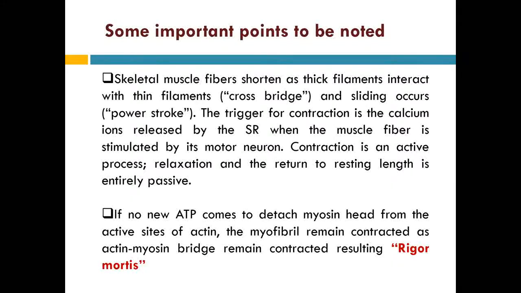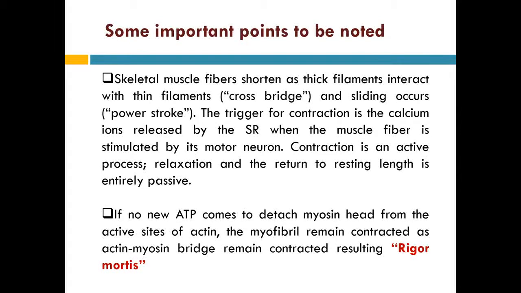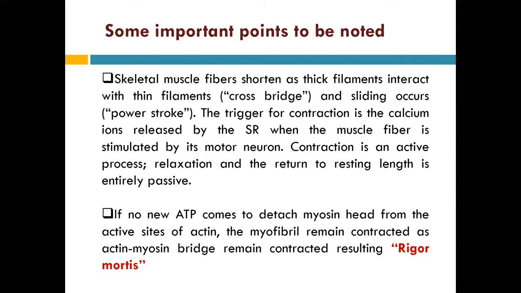Now some of the important points to be noted. Skeletal muscle fibers shorten as the thick filament interacts with the thin filament through cross bridges, and sliding occurs. That is called the power stroke that we have seen in the video. The trigger for contraction is the calcium ion released by the sarcoplasmic reticulum when the muscle fiber is stimulated by its motor neuron.